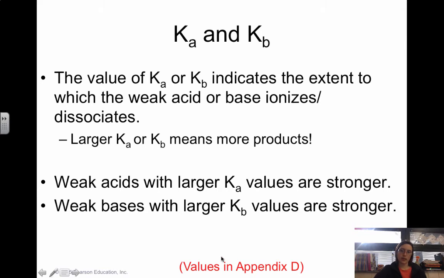Now you want to bookmark Appendix D because you're going to be using this a lot. This is where your values for Ka and Kb are. Remember, these are constants assuming you're at the same temperature. Assuming you're at 25 degrees Celsius, you can use these Ka and Kb values in Appendix D typically to find the pH. So Ka and Kb are simply equilibrium constants for acid ionization or base dissociation.